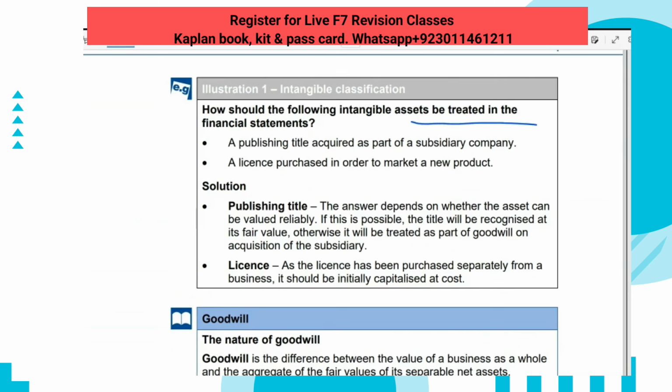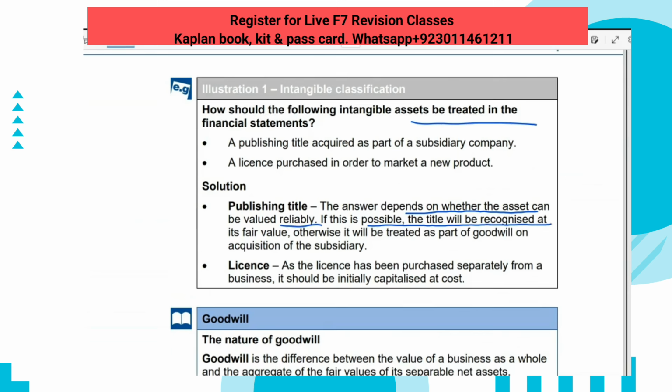Okay, students, now we see the illustration on intangible classification. How should the following intangible assets be treated in the financial statement? A publishing title acquired as part of a subsidiary company, and a license purchased in order to market a new product. Which one do you think, according to what we just discussed? Which category does this fall under, the publishing title or the license?